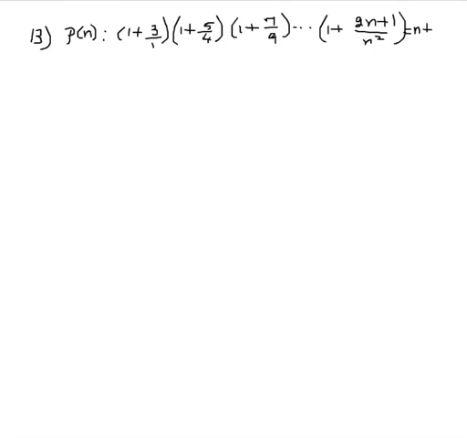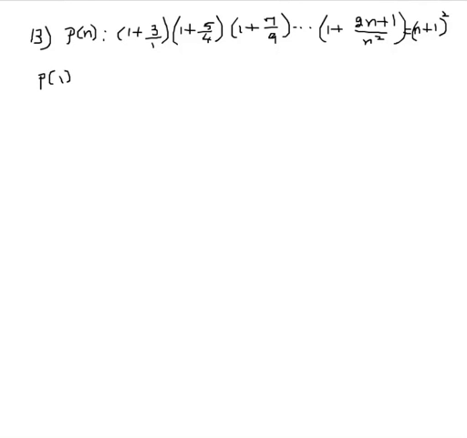The statement is 1 plus 3 by 1, and here we have multiplication in between the terms, into 1 plus 5 by 4. In other questions we had sum of n terms. Here product of n terms. Third term is 1 plus 7 by 9, etc. 1 plus 2n plus 1 by n square equal to n plus 1 the whole square. This is the given statement.